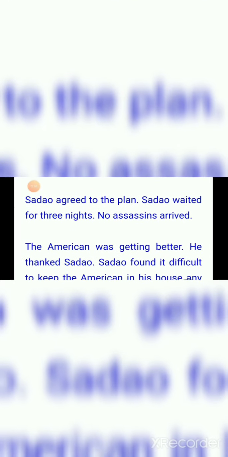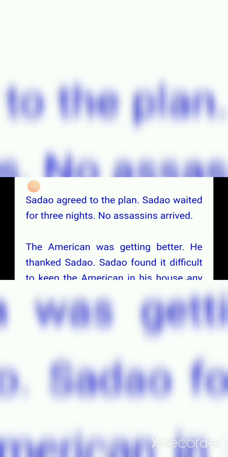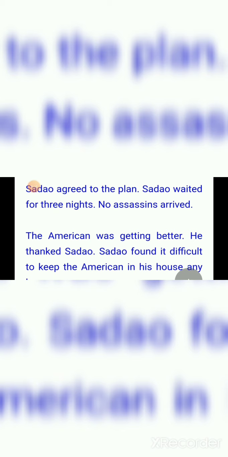Then the general suggested a way out. He would send two of his private assassins to his house to kill the American quietly and remove the body. This was a suggestion made by the general. Sadao agreed to the plan. Sadao waited for 3 nights. No assassins arrived. He waited. Full loyalty he showed. The American was getting better.